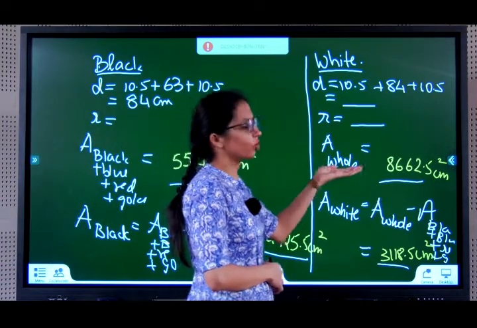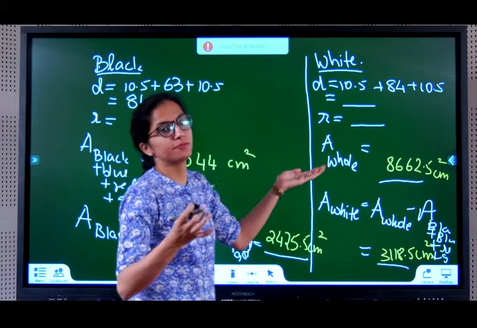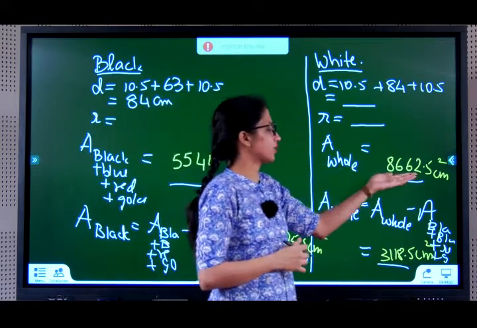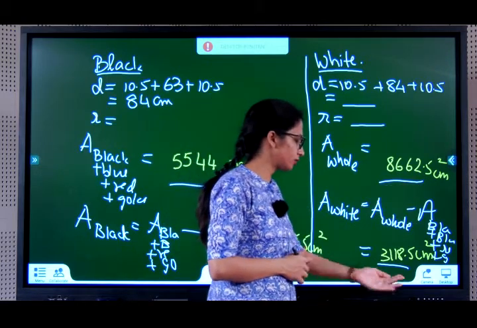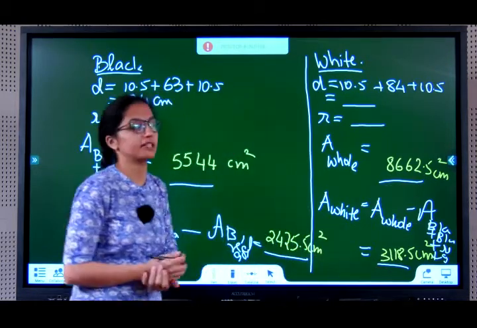For white, the area of the whole circle, that is white plus black plus blue plus red plus gold, you will get the total area to be 8662.5 centimeter square, and the area of white alone is 3118.5 centimeter square.